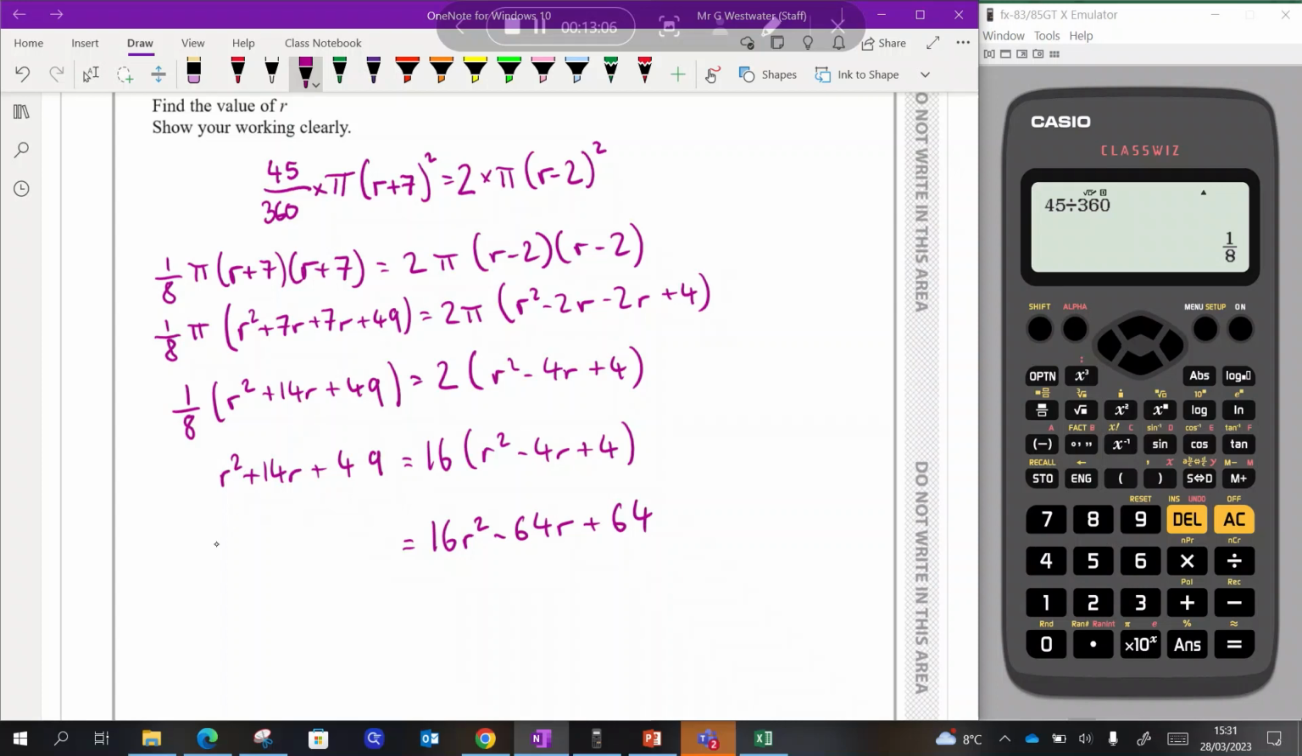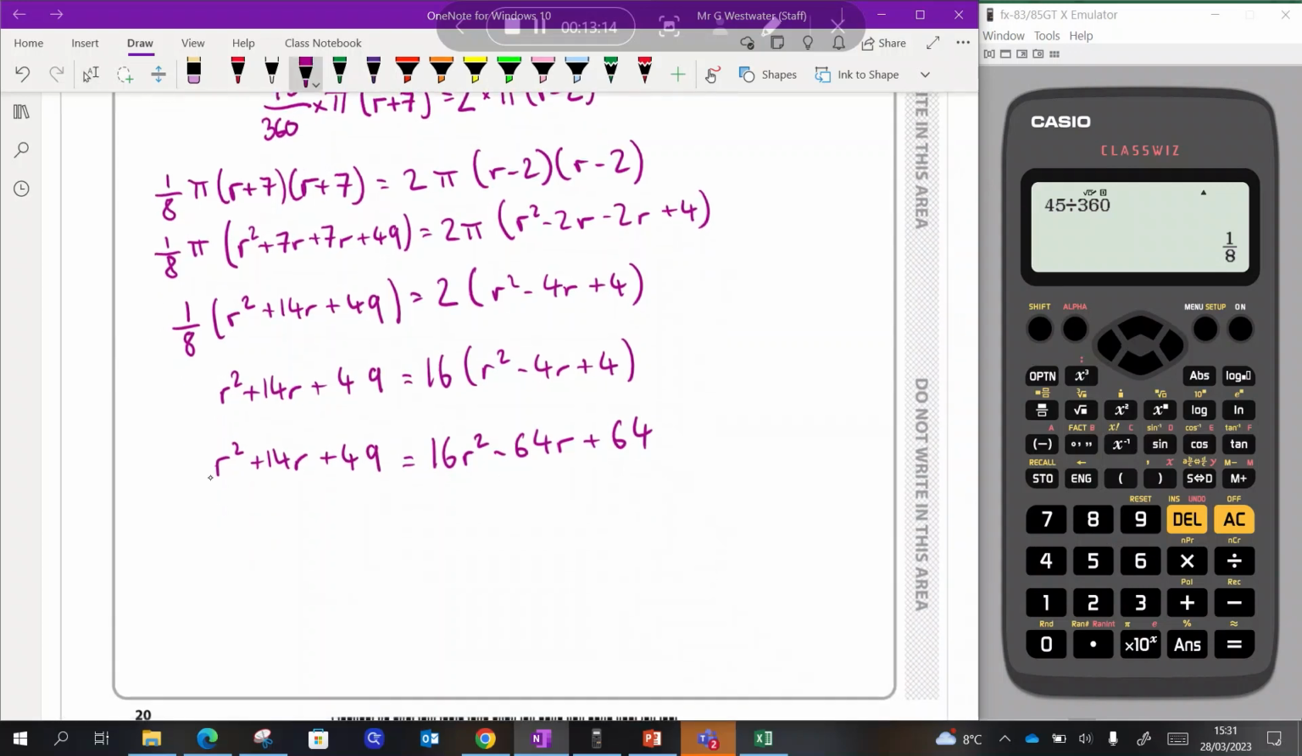Now I'm going to bring everything over, so r squared plus 14r plus 49 will still be there. Now I'm going to bring everything onto the right hand side, so minus r squared from both sides, 15r squared, minus 14 is going to be minus 78r, and minus 49 will be plus 15. Okay. Now for a second I thought 15 might go into everything, but not quite.